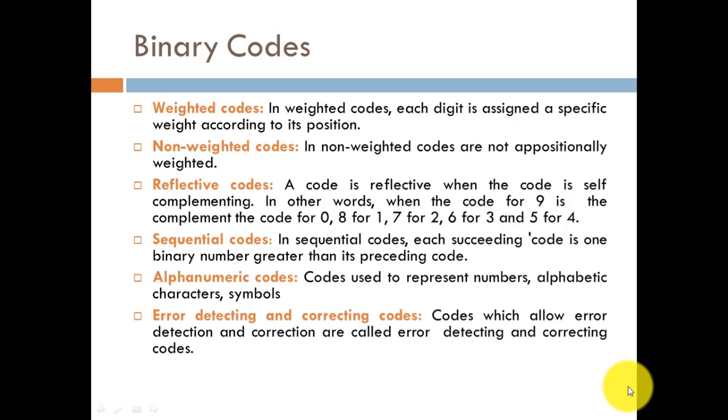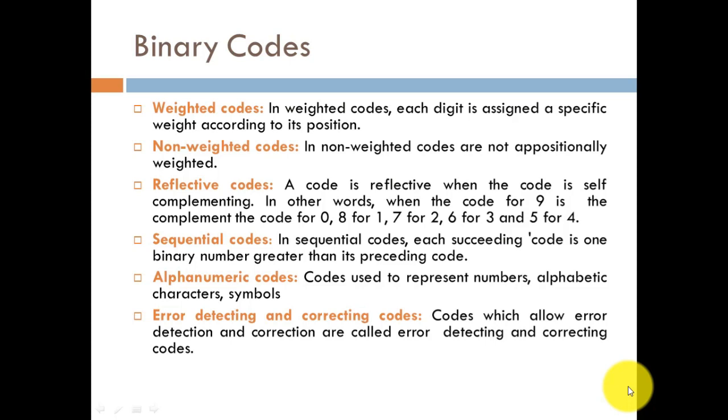We can say that the code for 9 is the complement of its code for 0, 8 for 1, 7 for 2, 6 for 3 and 5 for 4. This is the specific example. What do you mean by reflexive codes? Suppose you are talking about the decimal number system, so its maximum value would be 9.